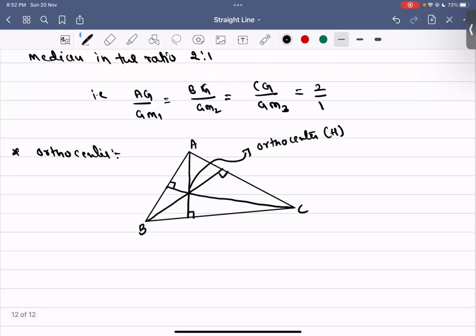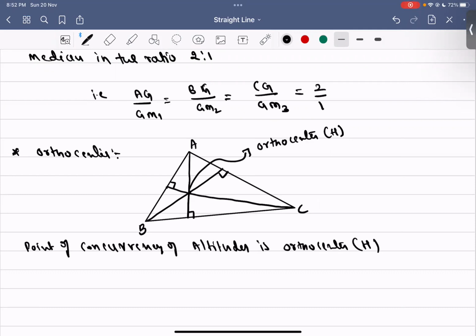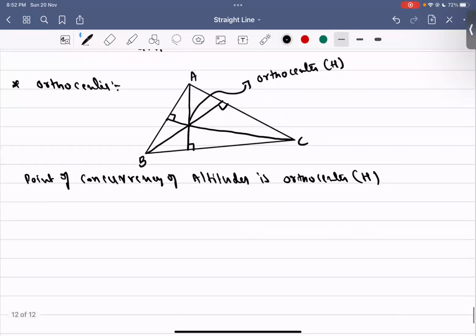So the definition I will write. The point of concurrency of altitudes is the orthocenter. Capital H is the notation. So this is the orthocenter. Next term is circumcenter.